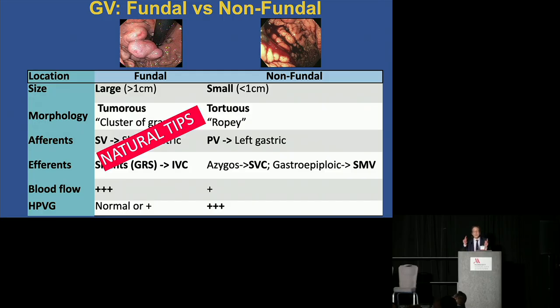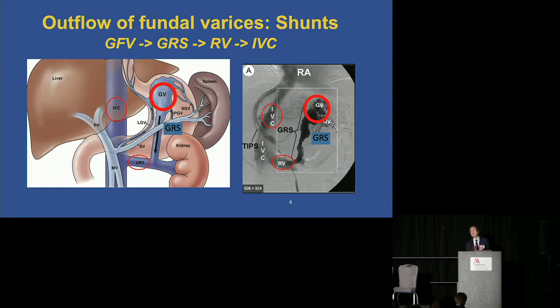So what I want you to remember is that fundal varices are really the body's compensatory natural TIPS. It has created its own TIPS. So the outflow of fundal varices is via these shunts. Now you see this nicely in this cartoon here, the gastric varices draining through the gastrorenal shunt into the renal vein into the IVC. You see this beautifully on these venograms that our IR colleagues do. You see the gastric varices here draining through the renal vein into the IVC.